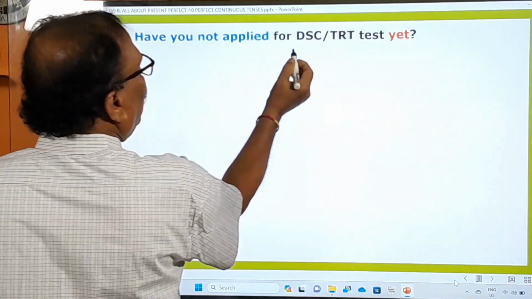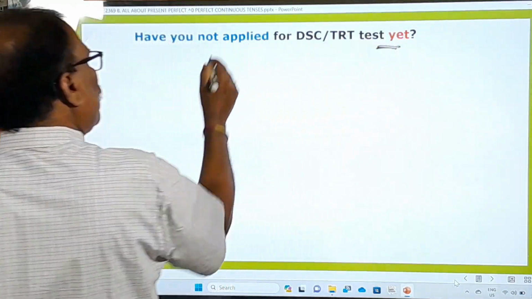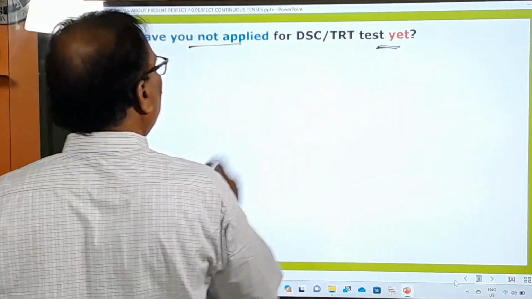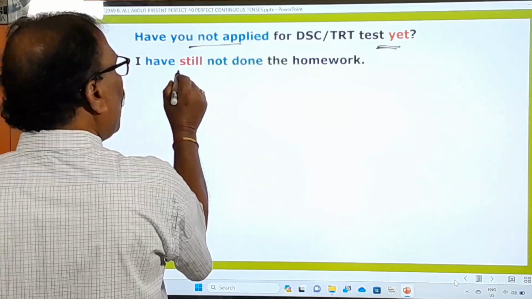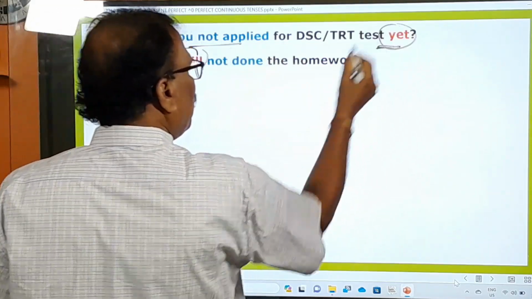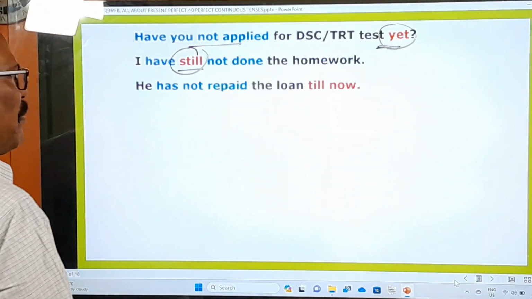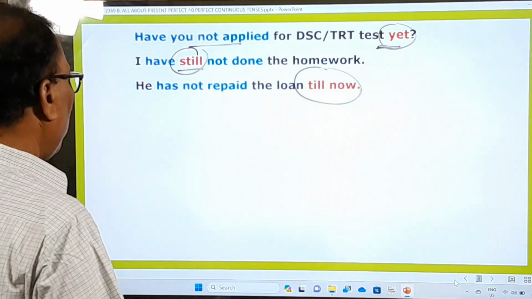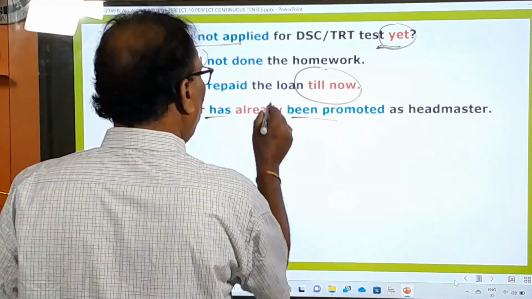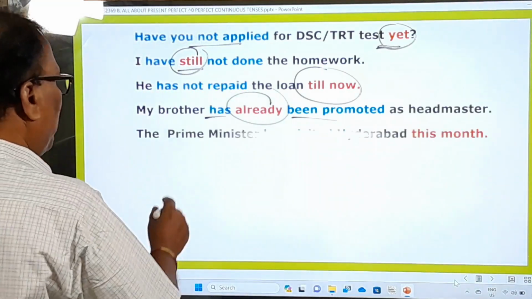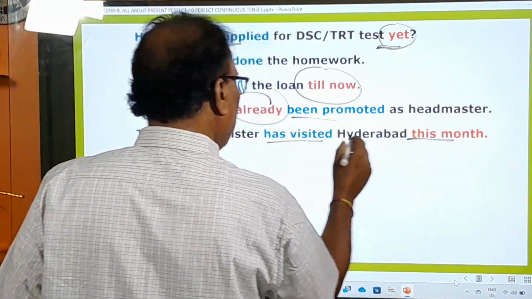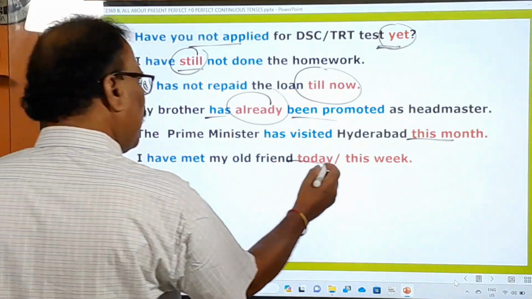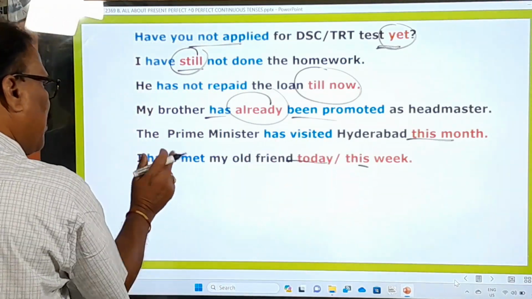And have you not applied for DSC yet? It is generally used in the questions. Have you not applied for DSC or TRT yet? Right. I have still not done the homework. Still, yet, please. With all those words, we use only the present perfect. He has not repaid the loan till now. Till now, so far, right. And my brother has already been promoted. Already is there. And here, the Prime Minister has visited Hyderabad this month. I have met my old friend today, this month, this week. So with these words, we have to use only present perfect.